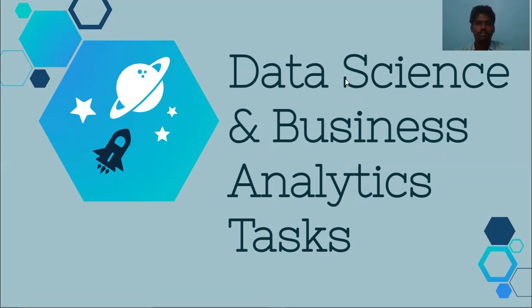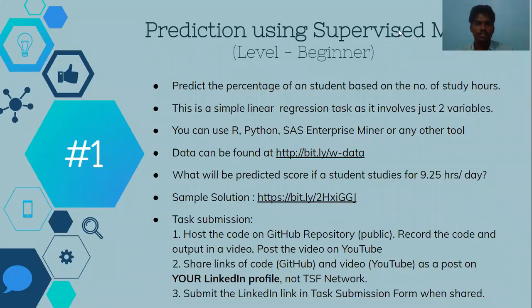So the first task is prediction using supervised machine learning. Predict the percentage of students based on the number of study hours. This is a simple linear regression. By using simple linear regression, you predict the student's percentage based on the study hours. If the student studied up to this many hours, what percentage would he get? We want to predict the score for 9.25.